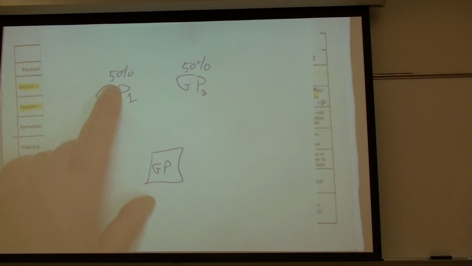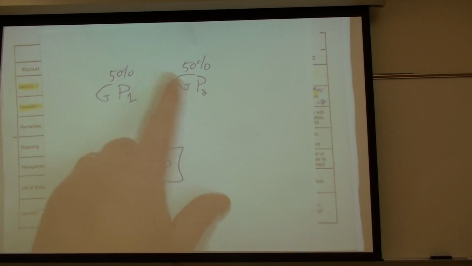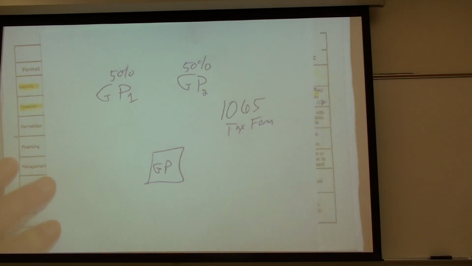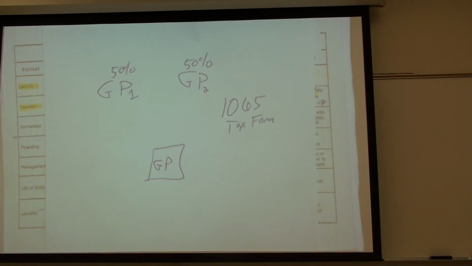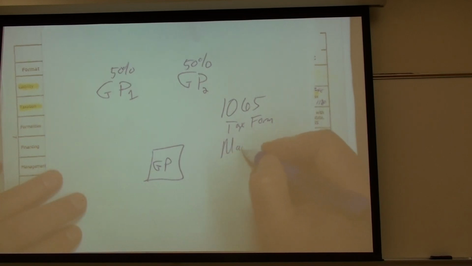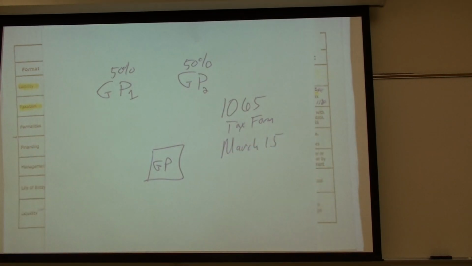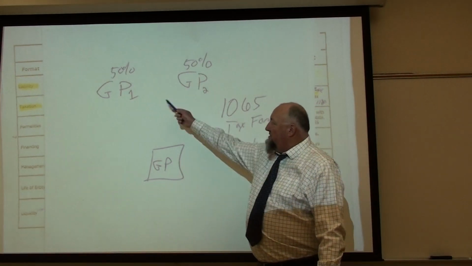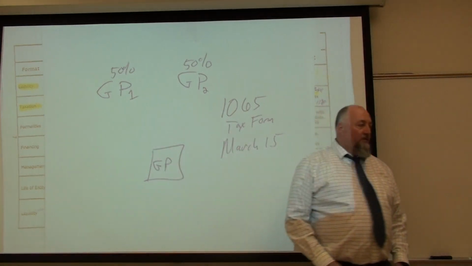From a tax standpoint, the profits of a partnership are going to be split based upon the percentages of the partners. Every year they will have to file what's called a 1065 tax form, which we'll look at in more detail in another class. That is a partnership tax return. And if you're a calendar year, you usually have to file that on March 15th. If you're a fiscal year, it would be different. But all of the profit is split with the partners.